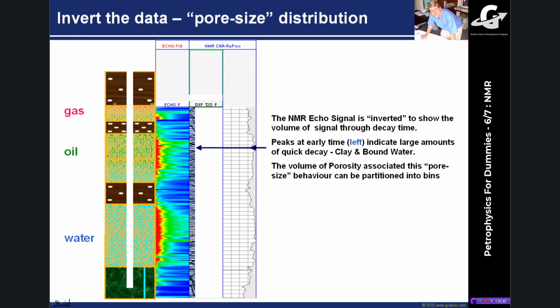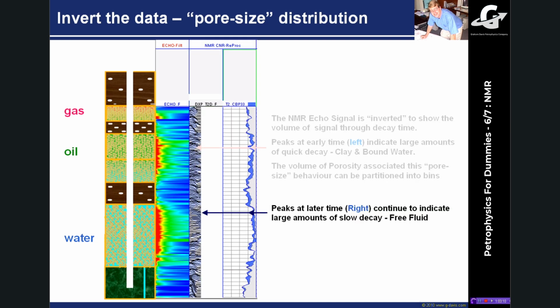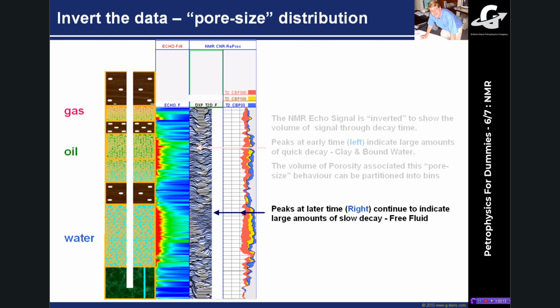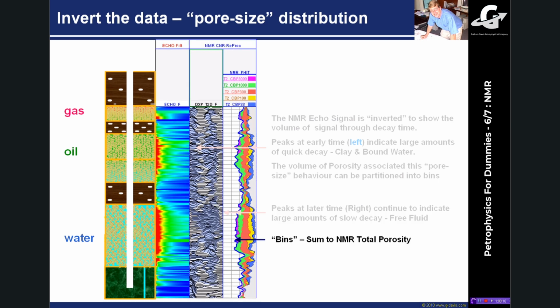So if we get a peak of porosity at early time, that means that we're losing large amounts of porosity quite quickly, so that's a quick decay. So we've got clay bound water, and if we've got porosity bins way out late in time, then that means we've got nice big pores that aren't interacting with the borehole wall, and we've got nice big pore space. So the volume of porosity associated with this pore size behavior, we can partition into bins. And so let's run through that here. So we're calculating the amount of porosity at each stage in the decay, and the later the porosity, the bigger the bins, the bigger the pore sizes it's coming from.